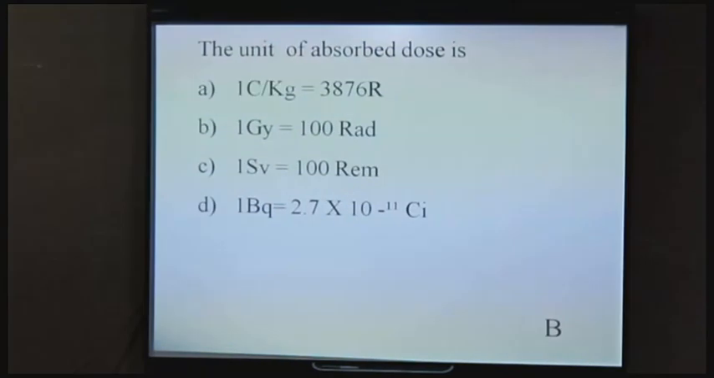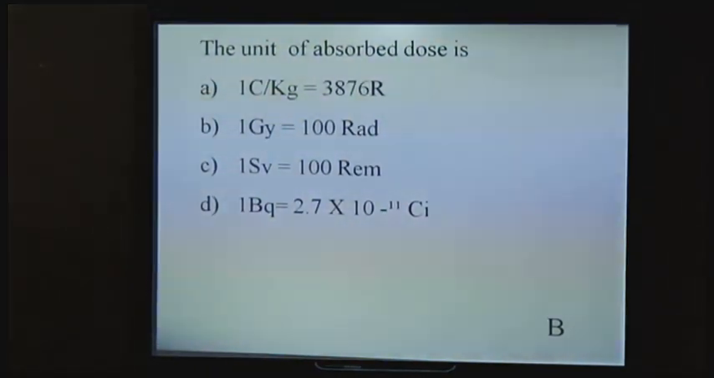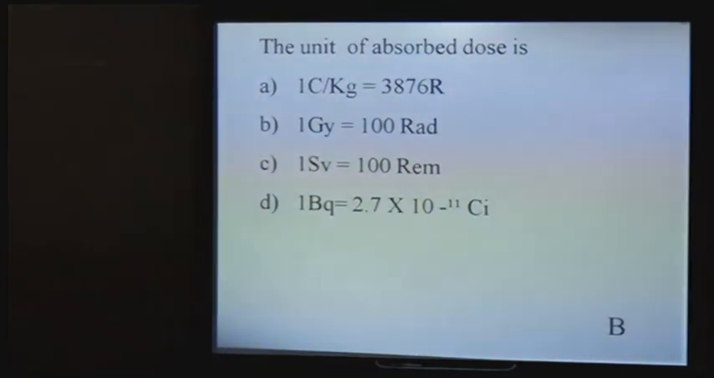So what is GY? Gray. RAD is rad. SV is sievert. BQ is becquerel. CI is Curie, named after Marie Curie and Pierre Curie.